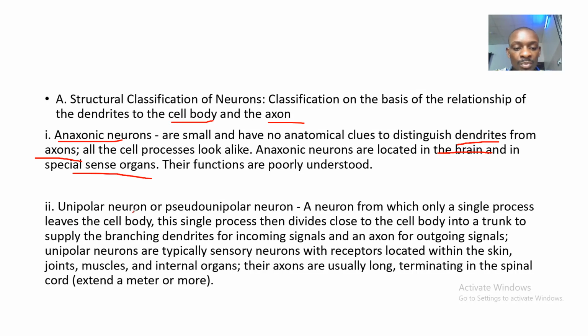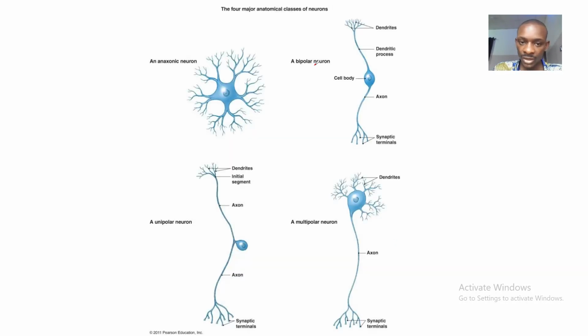Okay, the unipolar neuron and the pseudo-unipolar neuron. A neuron from which only a single process leaves the body. So this single process then divides close to the cell body into a trunk to supply the branching dendrite for incoming signals and an axon for outgoing signals. So for the record, this is an anaxonic neuron. You can see from here, you can't really say which one is a dendrite, which one is an axon.